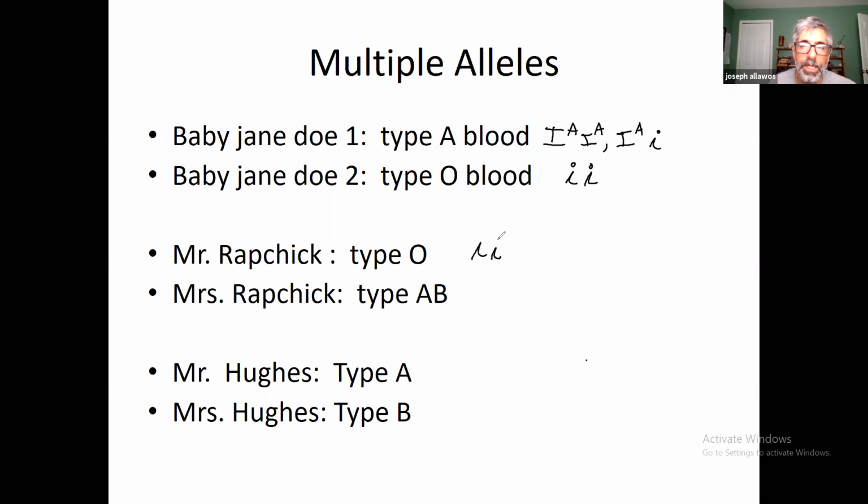Mr. Rapchick, same deal. He has 2 little i's. Mrs. Rapchick, though, I to the A, I to the B, we do know with certainty her genotype. And then the Hughes, well, we don't know for sure. We know Mr. Hughes could be homozygous dominant or heterozygous type A. This is a semicolon here, sorry. It's confusing. Let me rid myself of the semicolon so you don't think it's a little i in this case. Here we'll just do a comma, how's that? And then Mr. Hughes or Mrs. Hughes, same thing, but with type B.